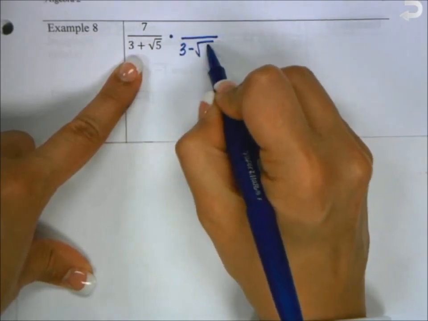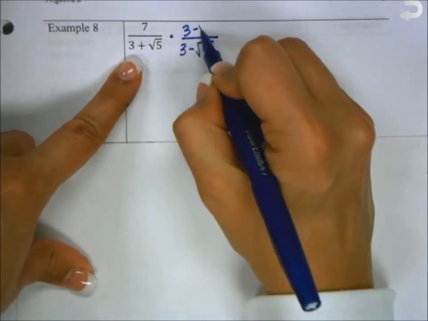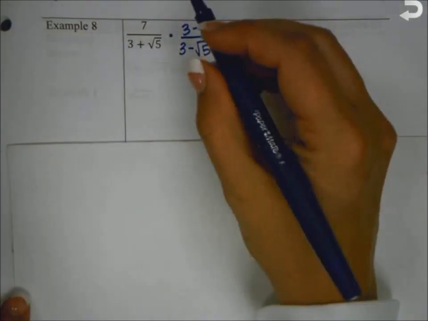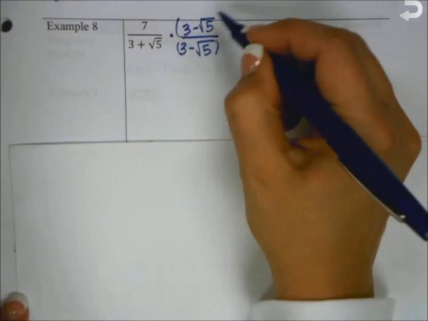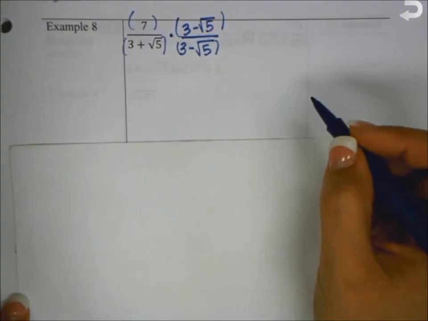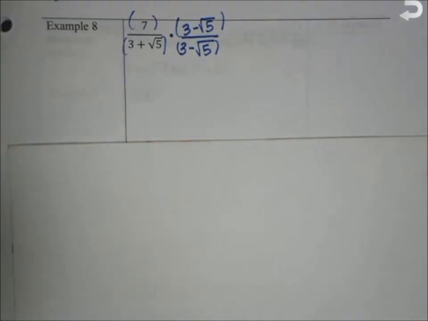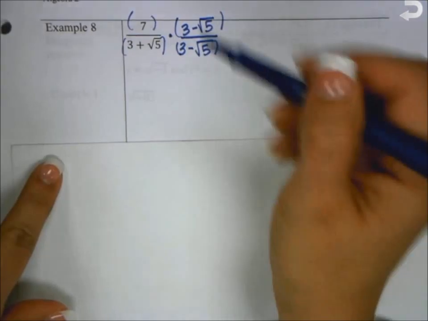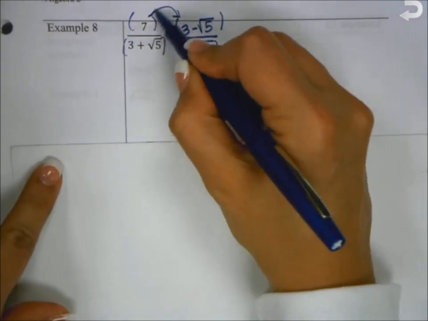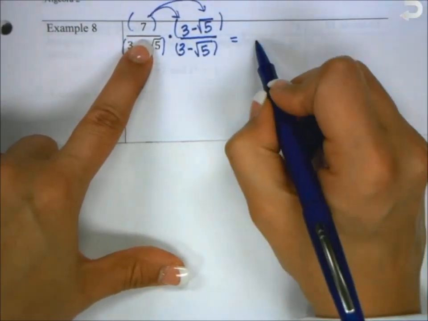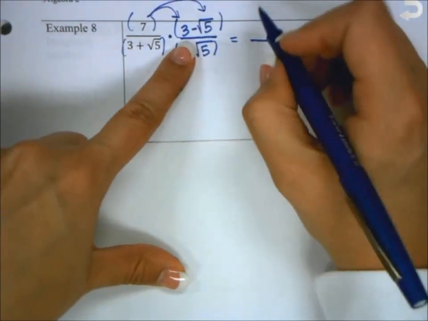Okay? Wouldn't that make the bottom one just 1? It wouldn't make it 1. Okay, I'm going to put it all in parentheses. And then how are we going to multiply that numerator? What property are we going to use? Distributive. So we're going to distribute the 7. So 7 times 3 gives me 21 minus 7 root 5.